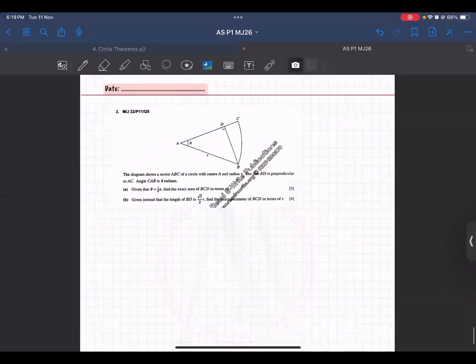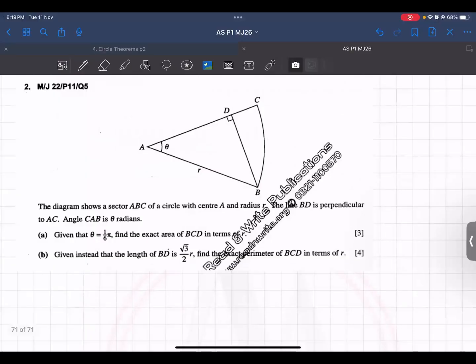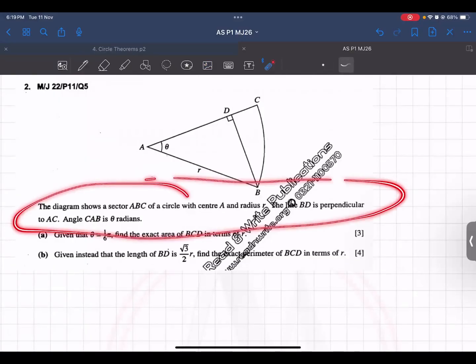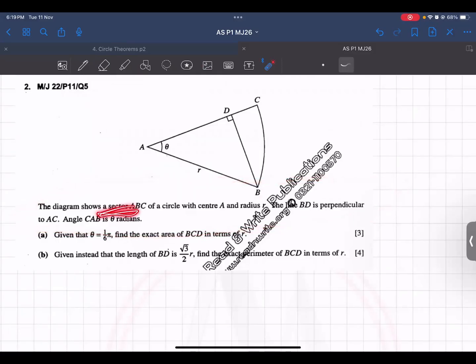The diagram shows a sector ABC. It is a sector, and the English given over here, the information, can also help you out a lot. So this is a sector. This means this is the radius, and this is also the radius, because ACB is the sector. So if this is the radius, AC would also be the radius. Center A, radius R. The line BD is perpendicular to AC, as we can see. CAB is theta.